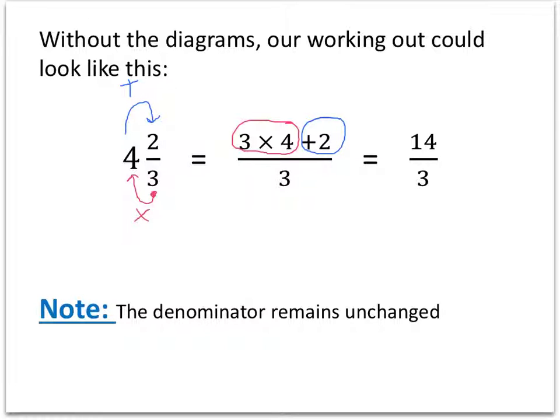And then, with our working out, we do the 3 times 4 equals 12, plus 2, which gives us our 14/3. And a really important thing to remember is that the denominator doesn't change at any point throughout our working out.